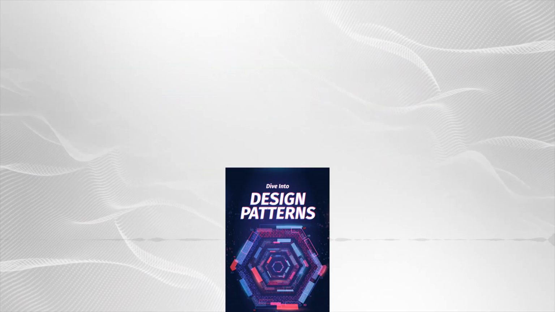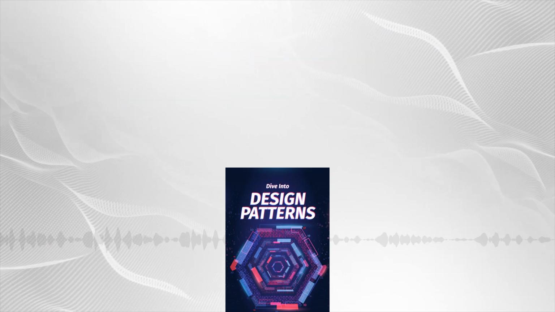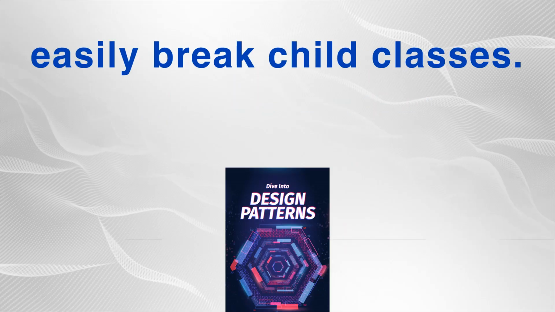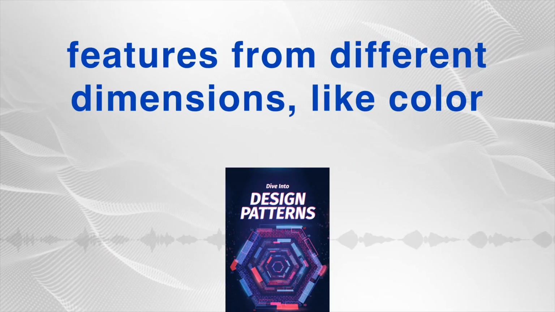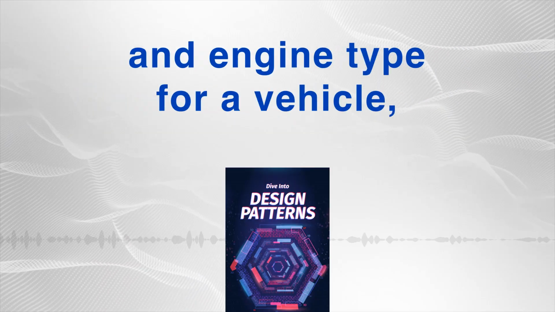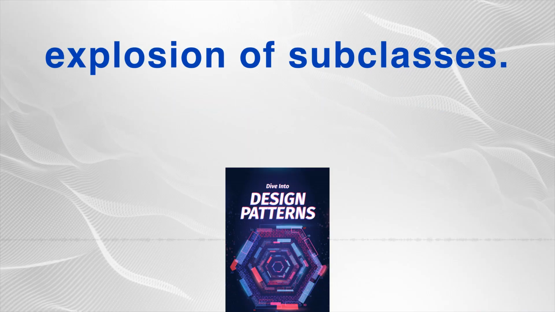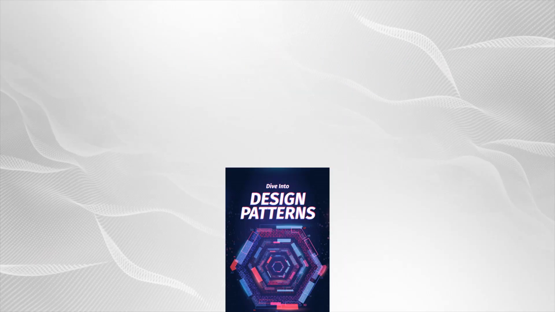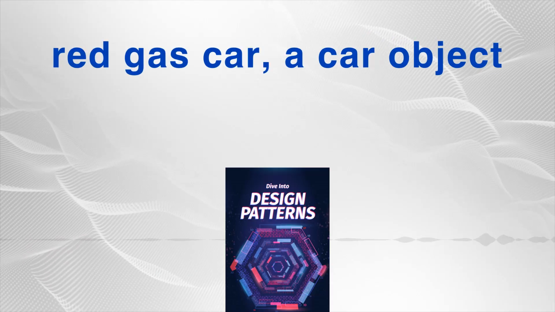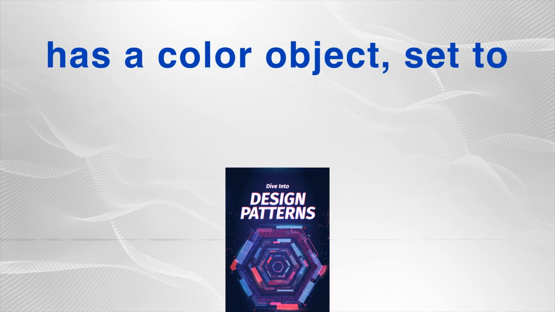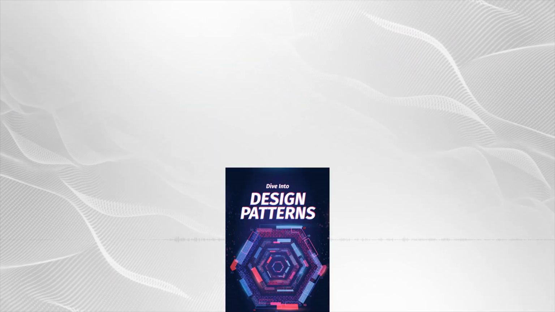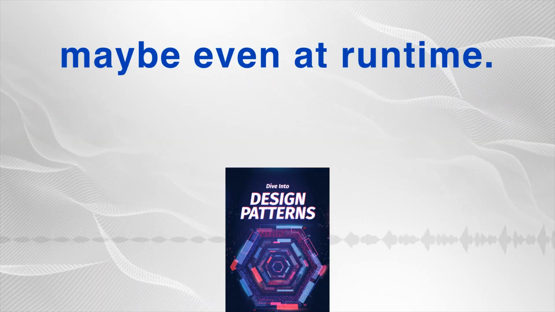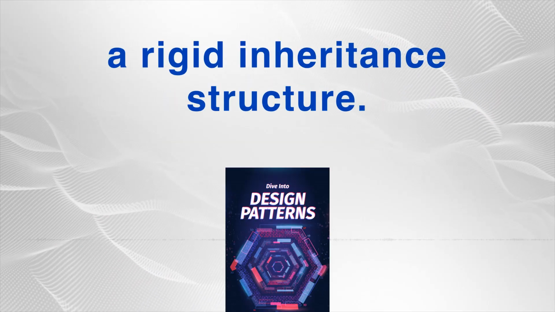It relates to another principle: favor composition over inheritance. It does. Inheritance seems like the obvious way to reuse code, but it creates tight coupling. Changes in the parent class can easily break child classes. And if you need to combine features from different dimensions, like color and engine type for a vehicle, inheritance can lead to a confusing explosion of subclasses. Red gas car, blue electric truck, and so on. So composition's preferred. Often, yes. Instead of a car being a RedGasCar, a Car object has a Color object set to red and has an Engine object, a GasEngine. You can change the color or engine by swapping these component objects, maybe even at runtime. It's usually much more flexible than a rigid inheritance structure.